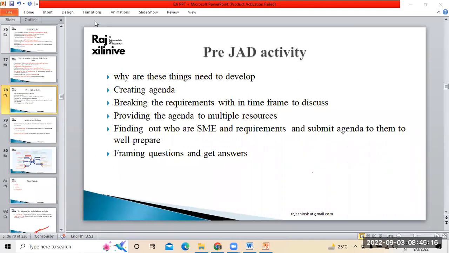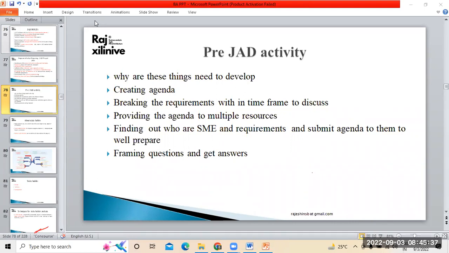But at the end of the day, the person who is maintaining it should have clarity on it. They should have a clear understanding and a clear agenda. What points are we discussing? Who is going to question on this? Who is going to answer? How much time are we going to provide? All these things have to be conducted under the pre-JAD education or kickoff meeting.